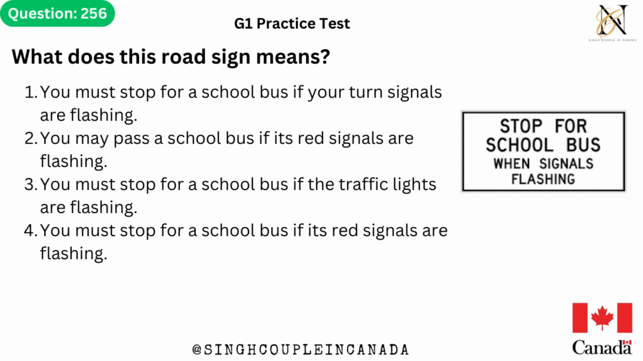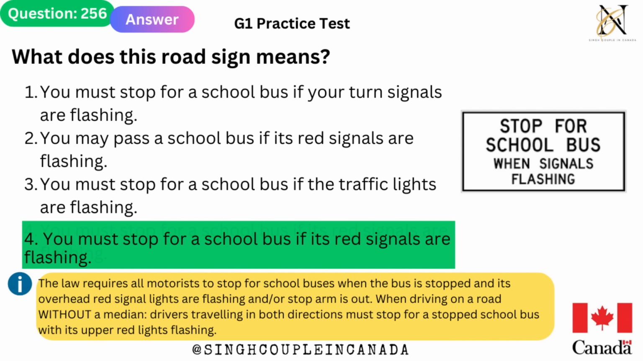What does this road sign mean? 1. You must stop for a school bus if your turn signals are flashing. 2. You may pass a school bus if its red signals are flashing. 3. You must stop for a school bus if the traffic lights are flashing. 4. You must stop for a school bus if its red signals are flashing. The answer is 4. You must stop for a school bus if its red signals are flashing.